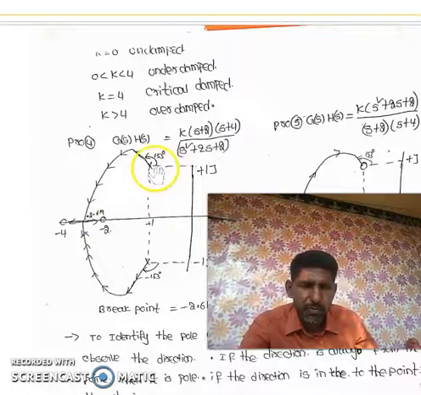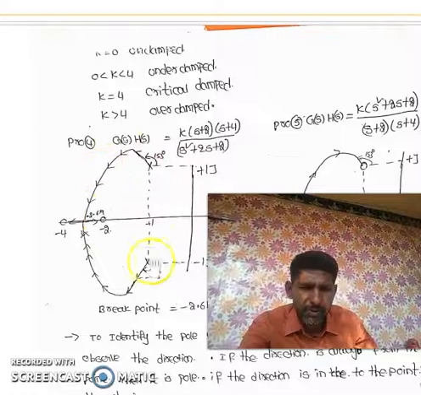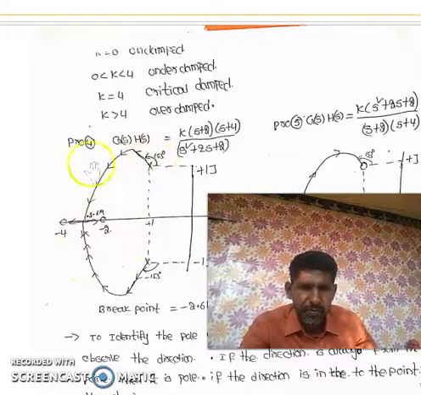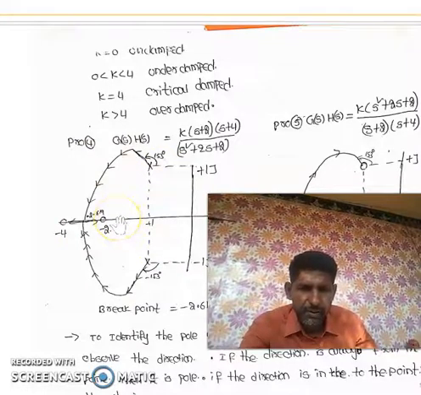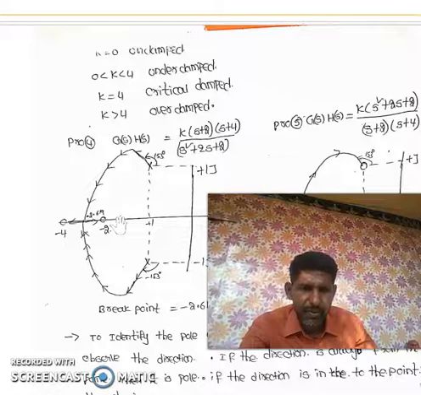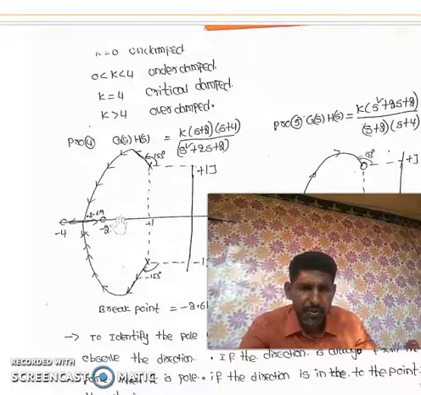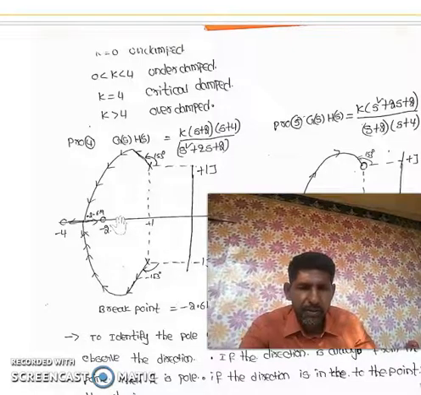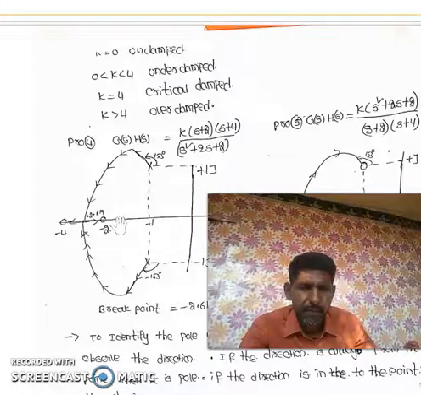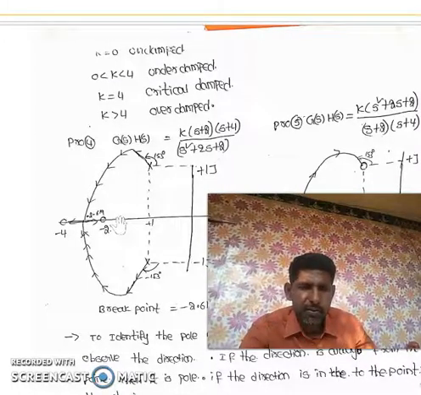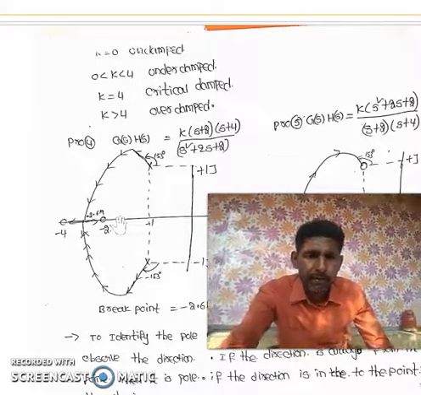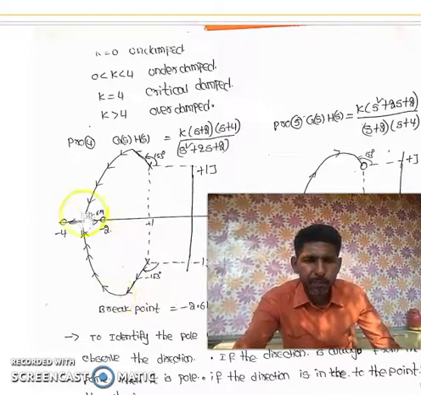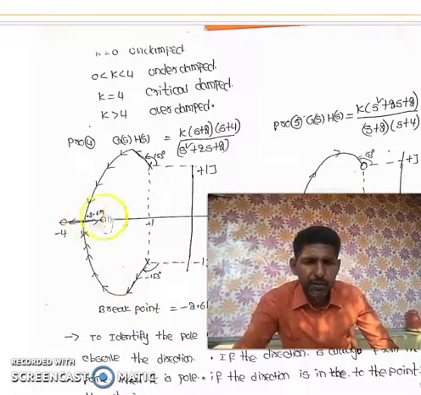So always the root locus has to start from a pole and has to end at a zero. If you want to find whether a particular point lies on the root locus or not, to the right of that point, if the number of poles and zeros together is odd, then the root locus is present. So here the breakpoint is minus 2.619.